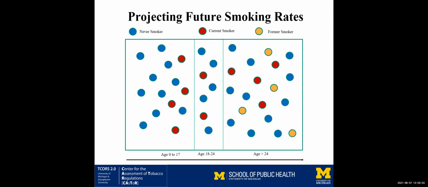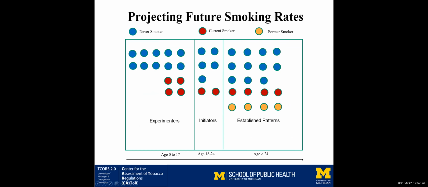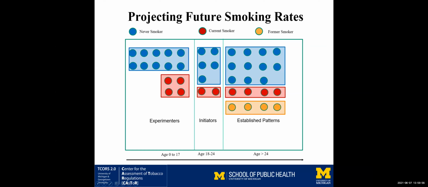But maybe we want to distinguish them a little bit more. How about if we realize that individuals in different age groups behave differently with regard to their smoking behavior? So we identify 3 age groups: from 0 to 17, 18 to 24, and greater than 24. And we can label them experimenters, the younger group, the 18 to 24 initiators, and individuals with an established pattern, greater than 24. So what we do with that is simply create more compartments if necessary.